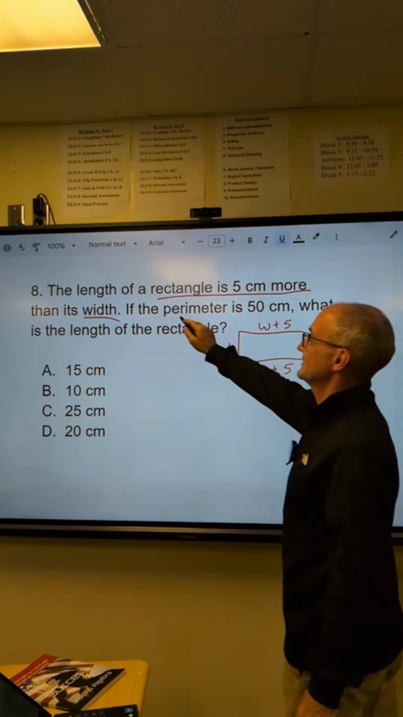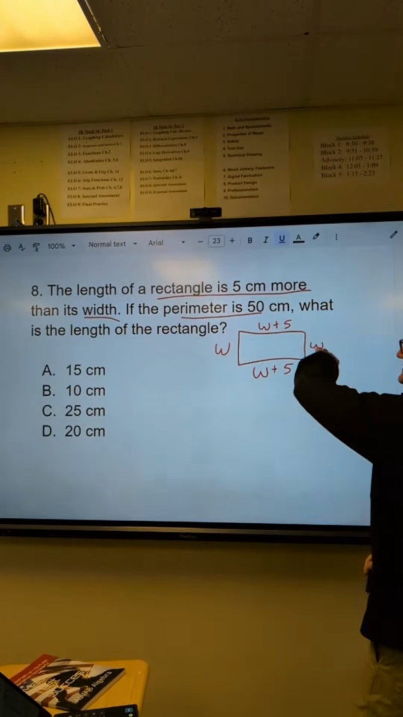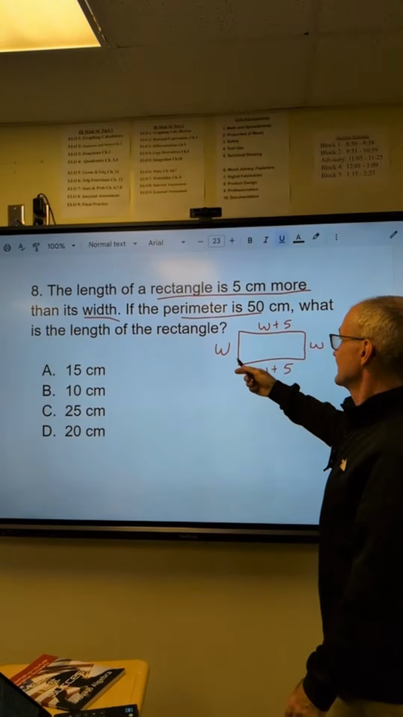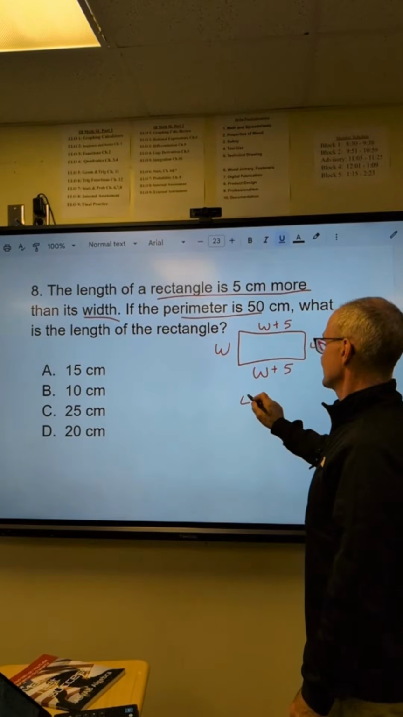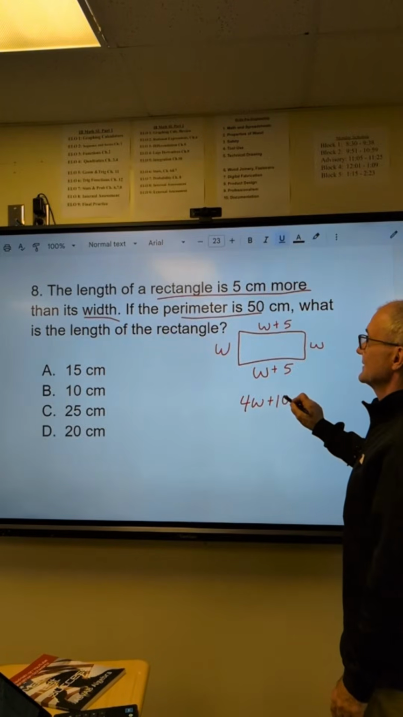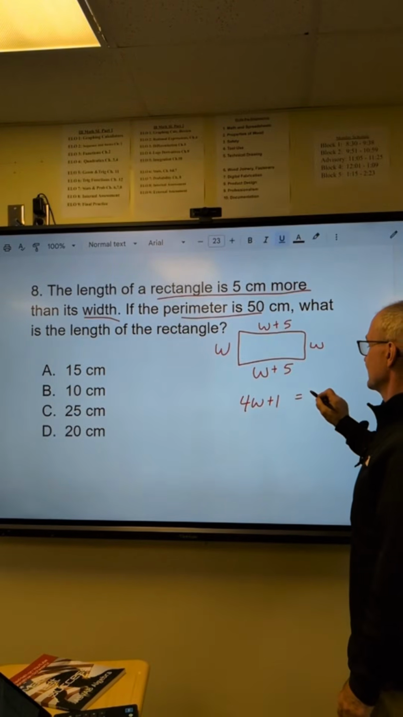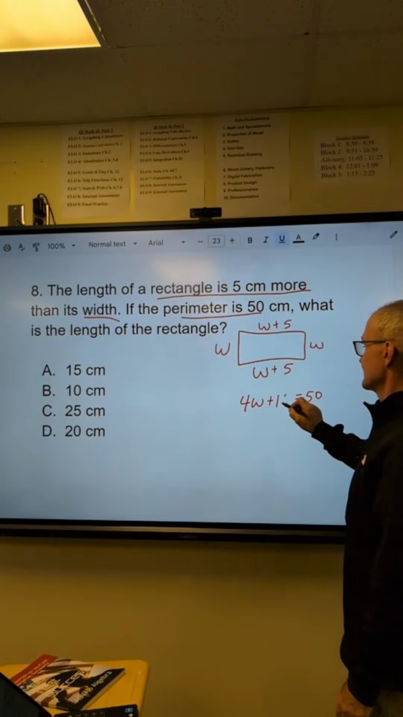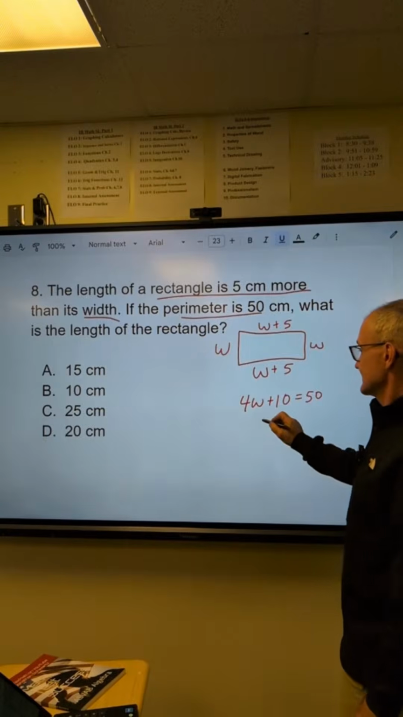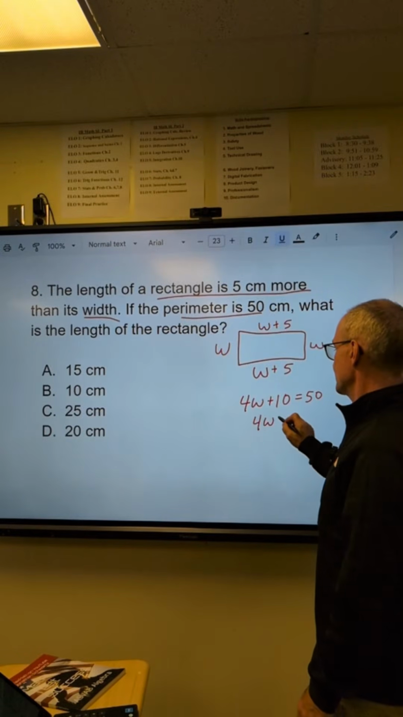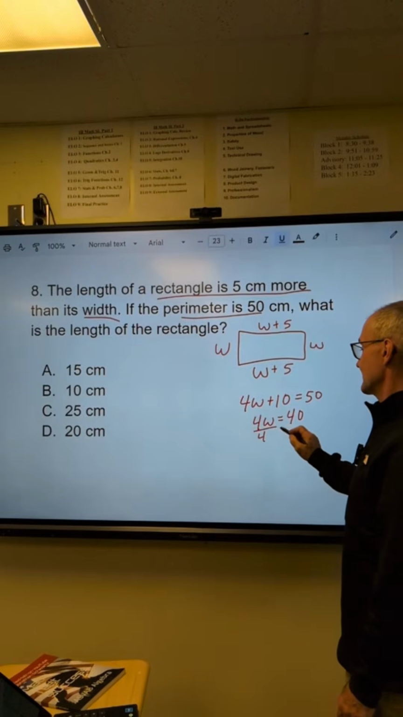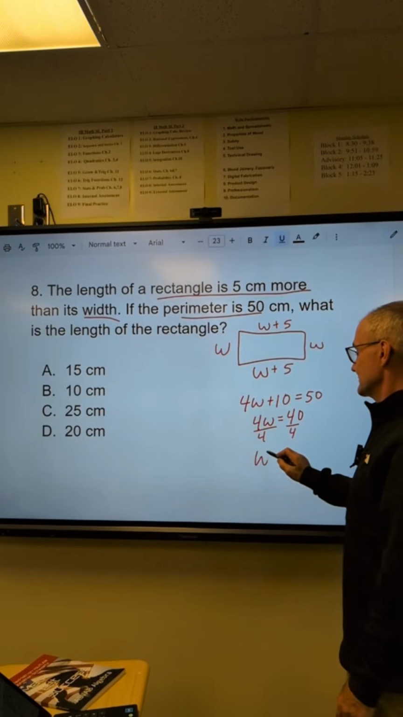The perimeter, I need to know what that word is. Perimeter is the length all the way around the outside. So I'm going to add those 4 sides together. 4 W's plus 5 is equal to the perimeter of 50. So 4W plus 10 equals 50. I'm going to subtract 10 from both sides. 4W equals 40. Divide both sides by 4, and W equals 10.